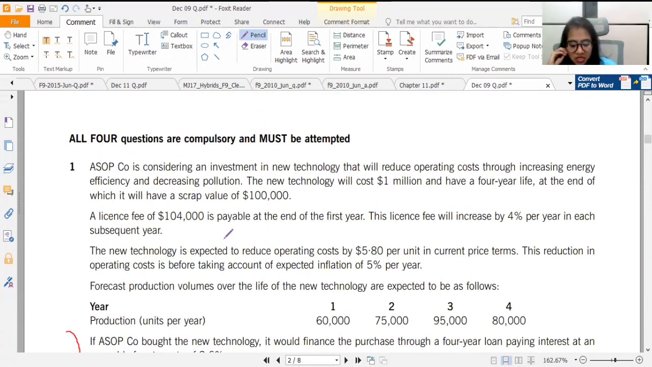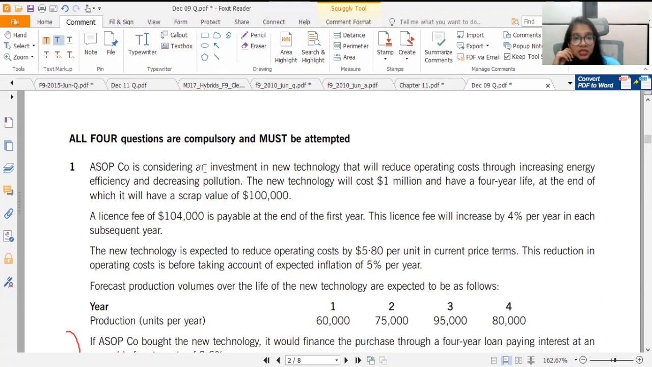I will read only the parts that are necessary. I will not read the whole question because it's just wasting time. You only need to know what is your direction, how you do it. Okay, now ASOCO is considering an investment in new technology that will reduce operating costs.